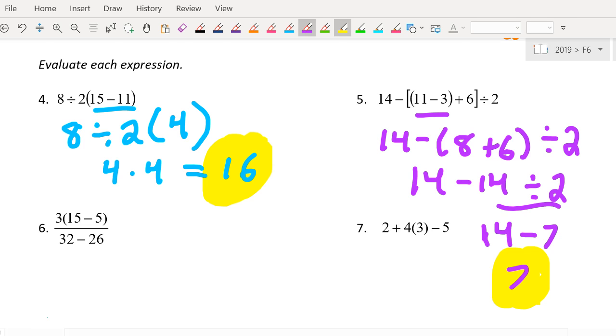Now, before we do this one, you have to be aware, like I told you before, if you see a big fraction, the numerator and denominator act like parentheses. So, Library, come on down. Library's coming all the way from Washington, D.C.